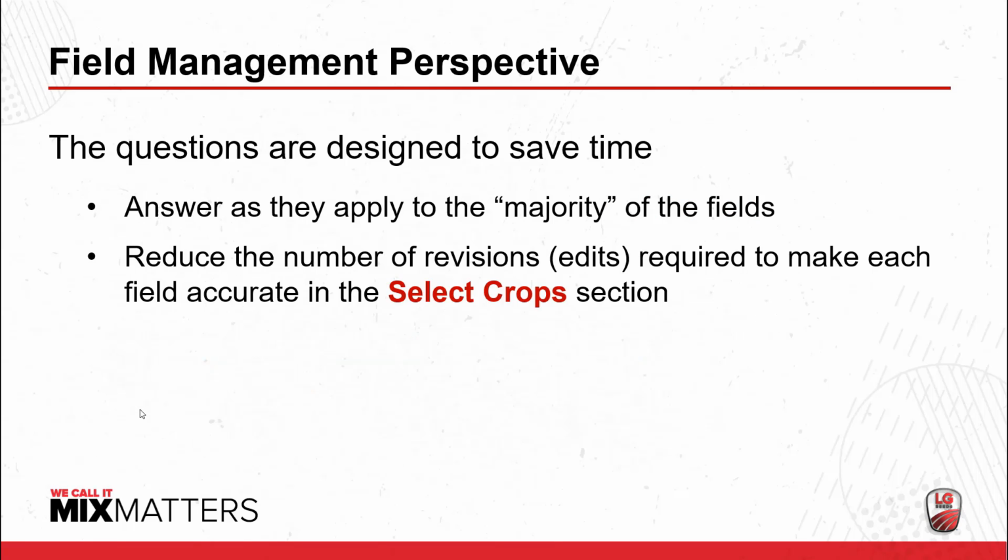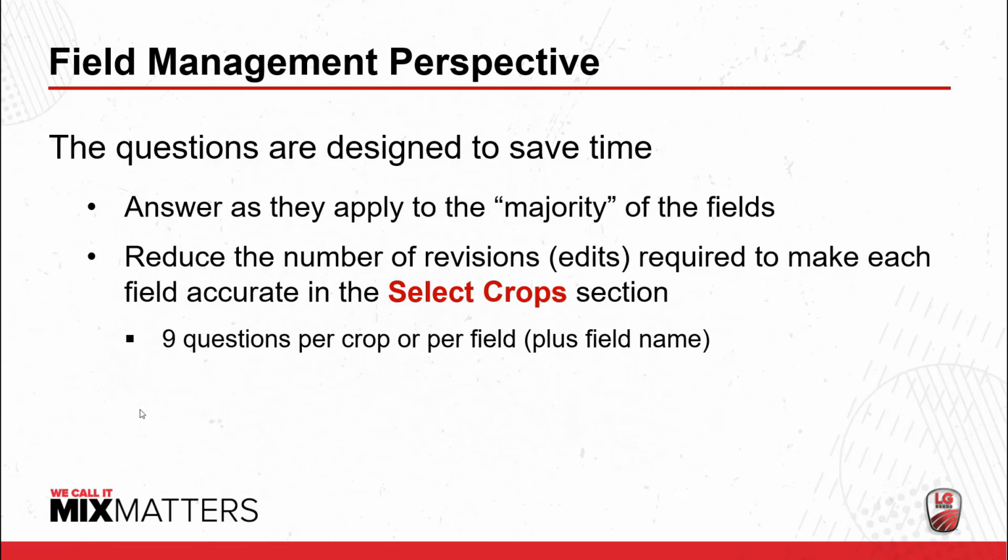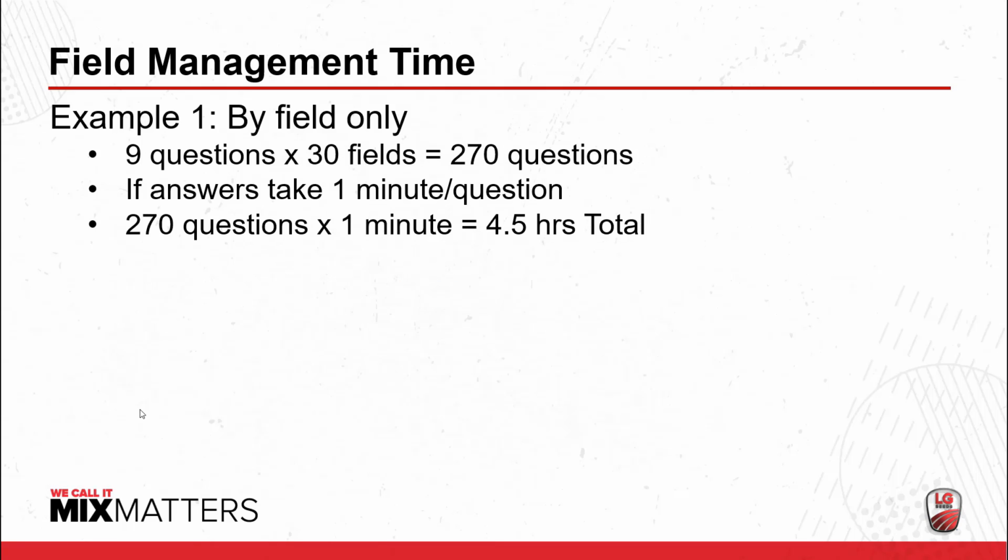That takes time. So let's look at how these questions are designed to save time. We want to answer the questions as they apply to the majority of the fields, not the farm as a whole. Doing that reduces the number of revisions or edits that are required to make each field accurate when we go to the select crop section. So remember that there are 9 questions per crop or per field, whichever way you look at it, plus the field name is an editable area.